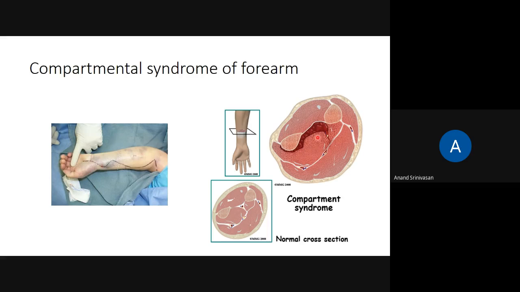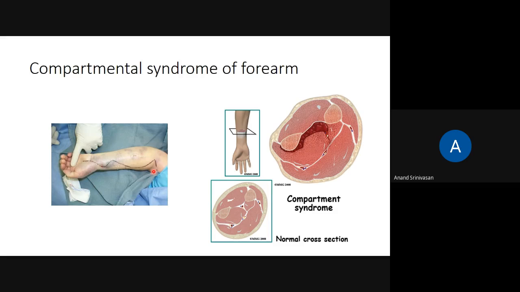And what happens when the blood gets collected in this compartment? It leads on to swelling, and when it leads on to swelling, it leads to compression of the other arteries and the nerves. So this is a very important condition which you need to find out, especially in a person who has received a blunt injury. When the skin is intact and there is swelling, you need to suspect compartmental syndrome. How to find out if there is a compartmental syndrome?